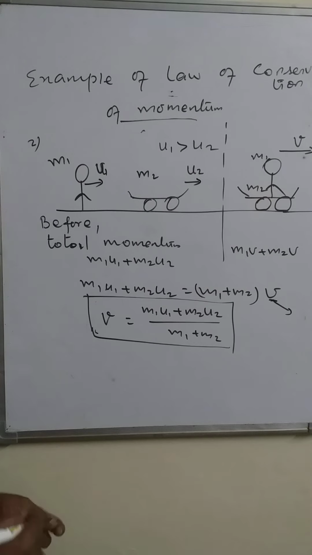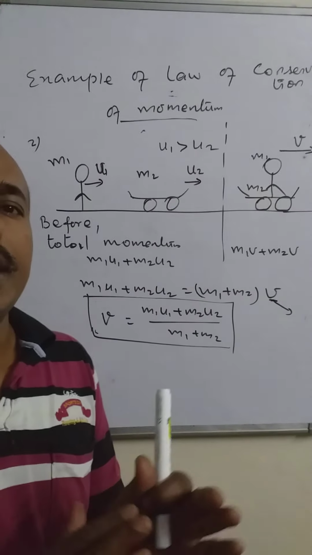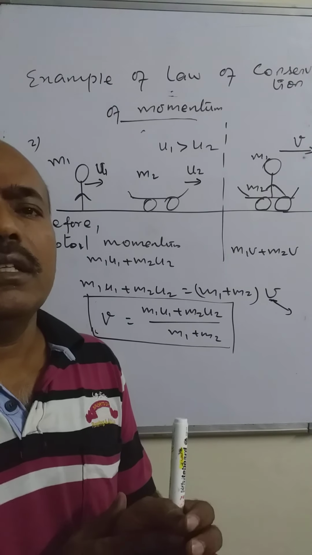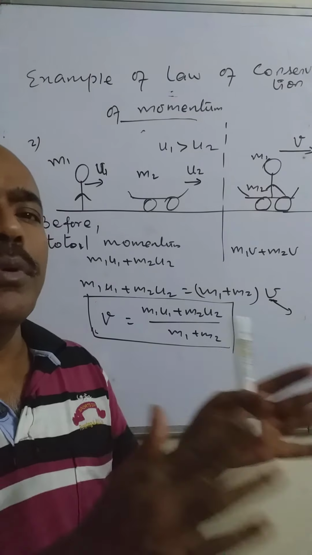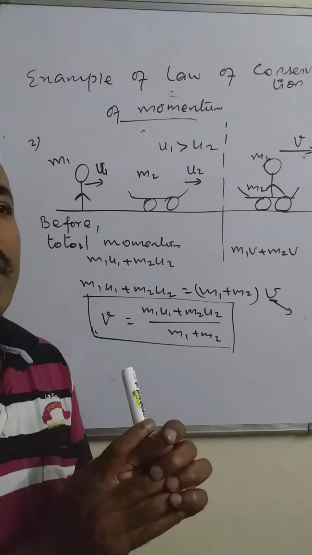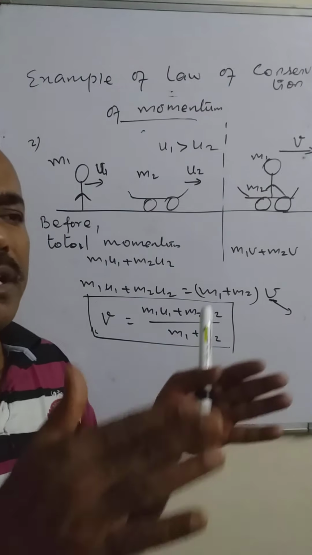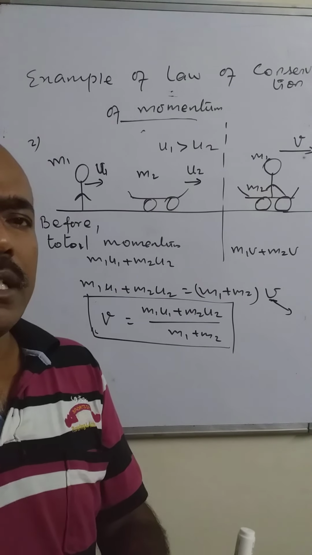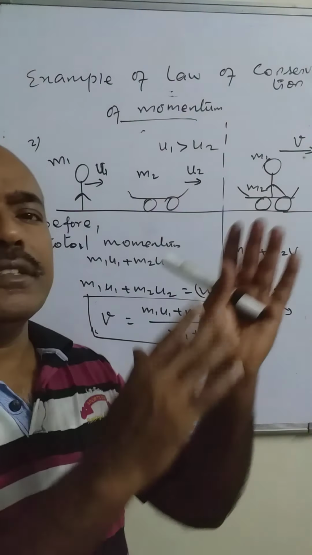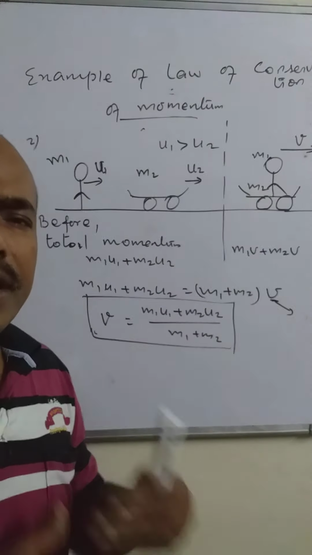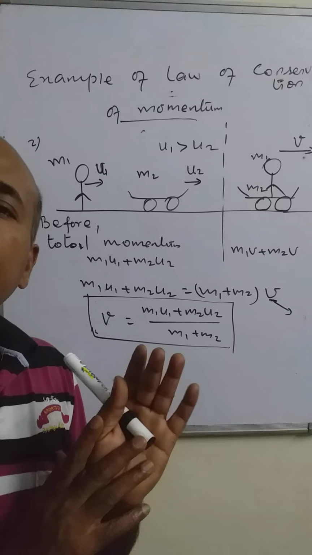Like this, we can discuss many examples. For example, two players, let us take hockey players. They are chasing the ball from different directions. On reaching the ball, they collide with each other and move together after collision.